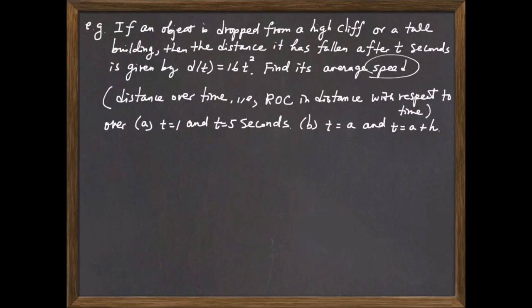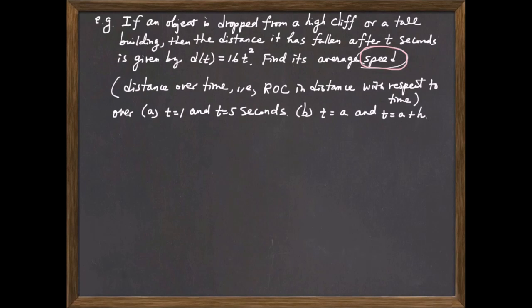In part B, we're going to do it in an arbitrary setting where t is equal to some a to t equals a plus h. I'm going to imagine h to be a very small quantity, and then a is some sort of a starting point. This concept of speed should be something that is familiar to most of you.